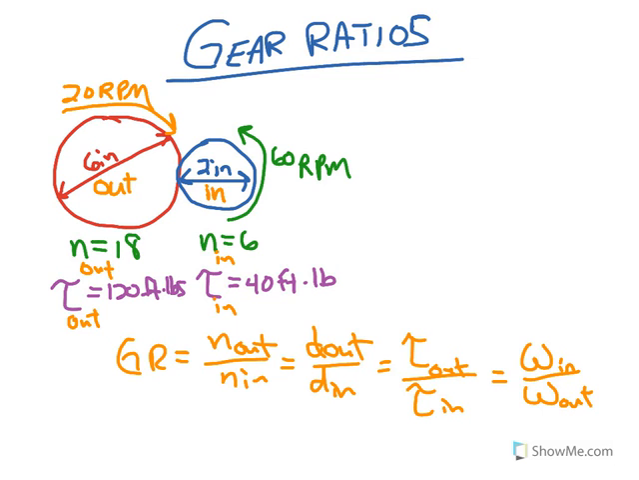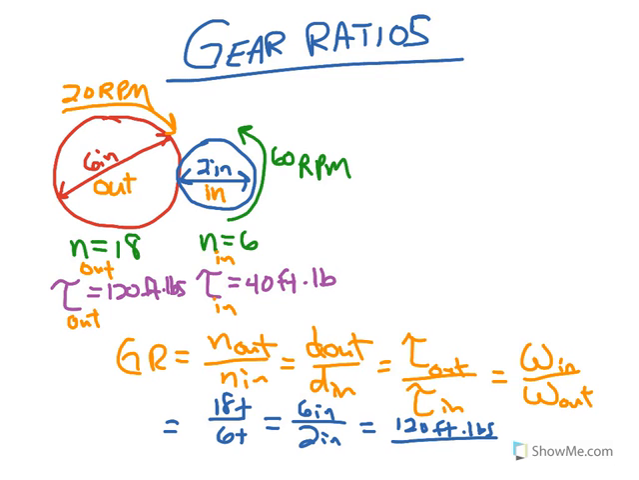Let's see if this works for this problem with these numbers. Number of teeth coming out, 18. Number of teeth going in, 6. That should be equal to the diameter of the out, 6 inches, over the diameter that's coming in, 2 inches. And I made a mistake when I wrote my 18 and 6. You have to use labels. If you don't use labels, it's wrong. 18 teeth, 6 teeth. That should equal the torque of the out. The torque is 120 foot-pounds over the torque of the in, which is 40 foot-pounds.